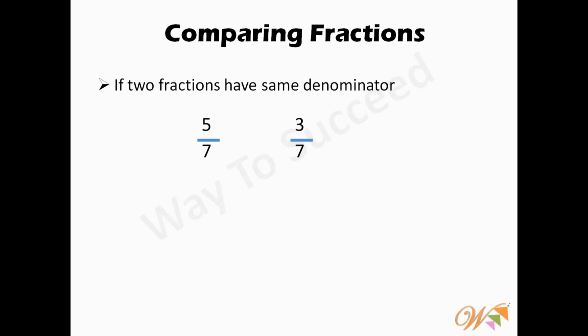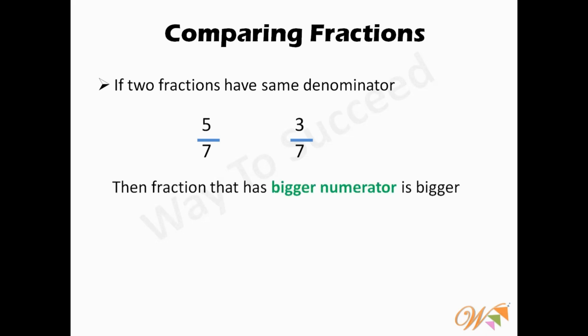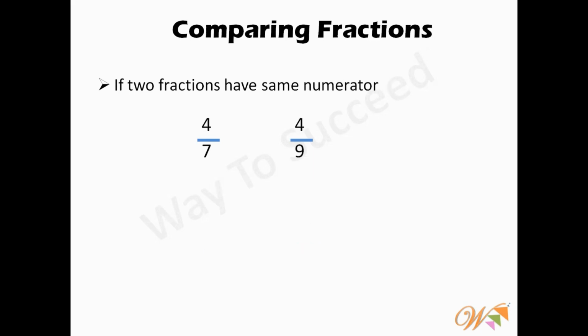Who is giving you more? The person who is giving 5 out of 7 is giving more. So 5 by 7 is bigger than 3 by 7. So remember, if you have like fractions, the fraction that has the bigger numerator is bigger. Let's take the example where denominators are not same. They are unlike fractions, but numerators are same.